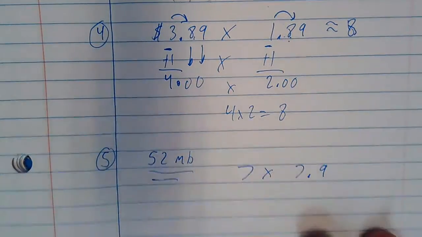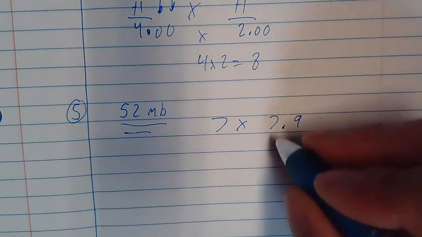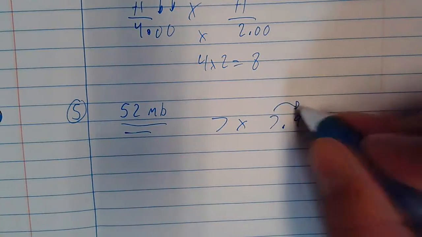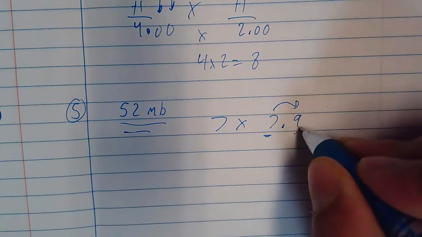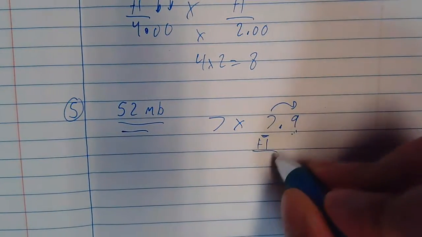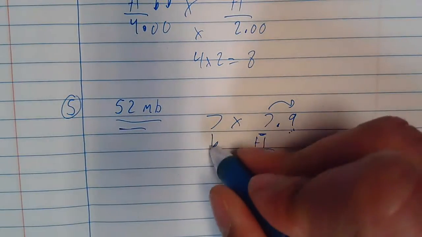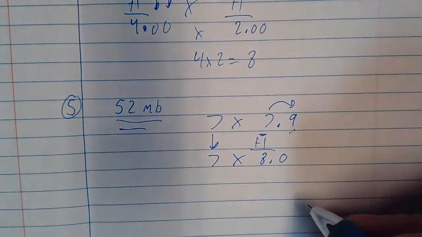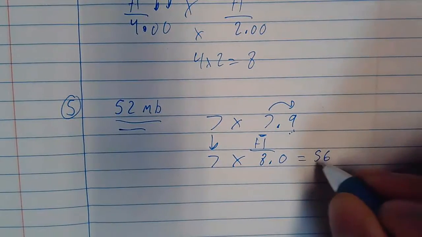Hallelujah. This we can do real fast. Okay. 7.9 is really close to 8, and I'll show you why. Okay. I look at the ones place, I look to the right, that's 5 or more, which 9 is, obviously. I add 1, that's 8.0. The 7 just stays 7. And 7 times 8 is 56.